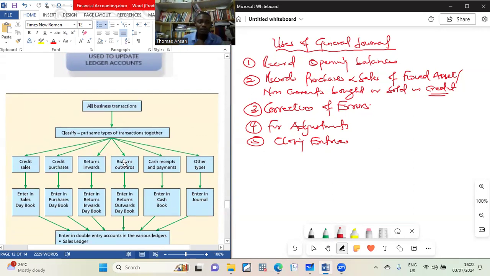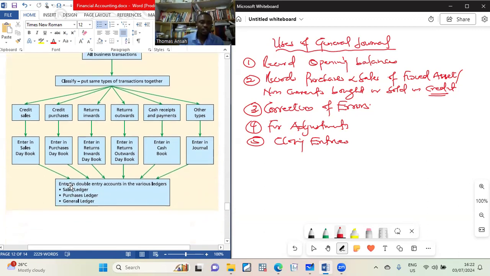Sales return, purchases return outwards, the same thing. Cash payment and any other one will go into the general journal. Then we start drawing our sales ledger, purchases ledger, then we will do our general ledger. A cash book ledger is there. The cash book serves as a journal in itself and a ledger in itself. The cash book serves a dual purpose. So take note of that.